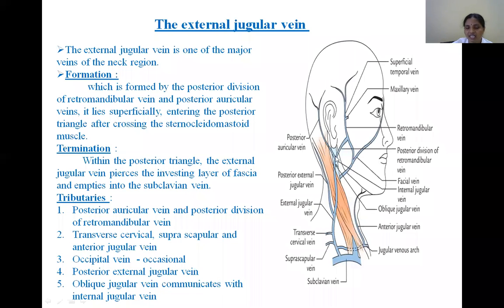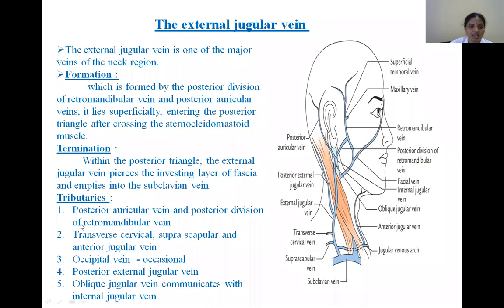From here it extends downwards and backwards, crossing the sternocleidomastoid muscle superficially. Crossing this muscle, it passes down to the lower part of the posterior triangle. This is the supraclavicular triangle, which we'll discuss later. What is the termination? In the supraclavicular triangle, after receiving these three veins, it drains into the subclavian vein.